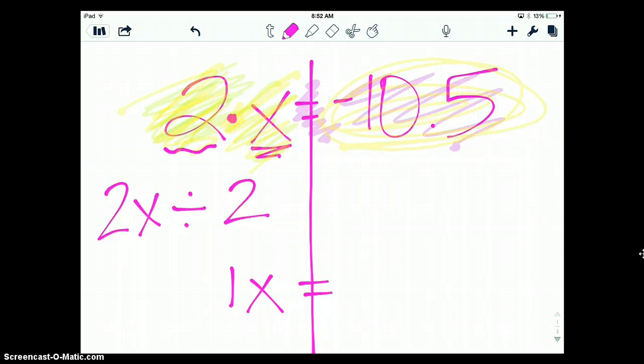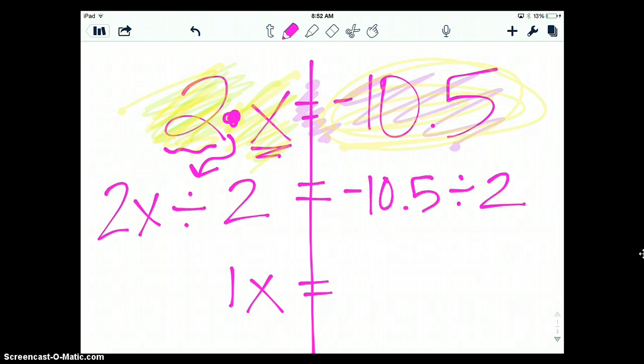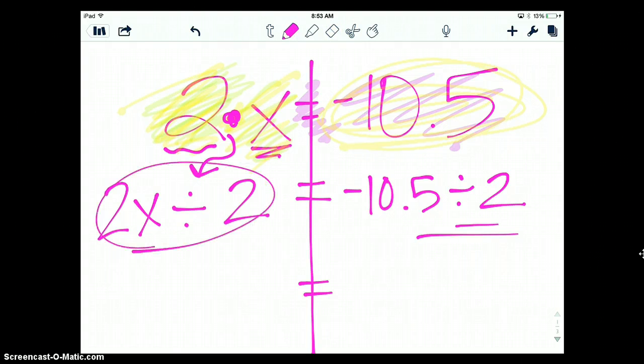Okay? So I'm going to do the opposite of multiplication and divide by the number that I want to go away from the x. But if I do that to one side, I'm going to have to do the same exact thing to the other side. You guys, this is what we were doing in the picture. We were taking negative 10.5 and dividing it by 2.